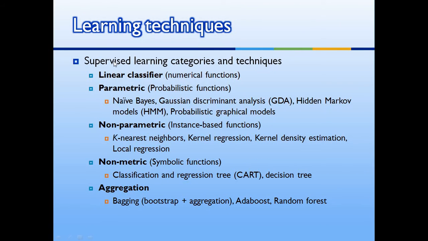Now learning techniques: if you go for supervised learning, there are linear classifiers, numeric functions, parametric and probabilistic functions. Examples are naive Bayes, Gaussian discriminant analysis, hidden Markov models, probabilistic graphical models. Non-parametrics are k-nearest neighbor, kernel regression, kernel density estimation, and local regression. Non-metrics are classification or regression trees or aggregation.